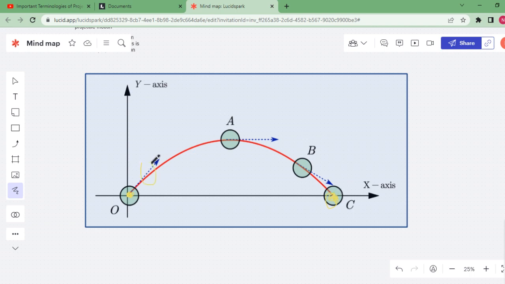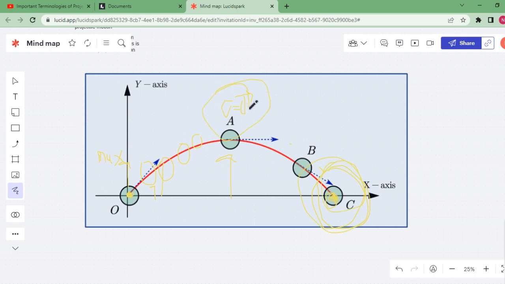This body is projected, moves here. First of all, what happens? This is the initial velocity, which means the initial velocity of the body in this direction is maximum. Then it reaches here, then here. And when it reaches here, the velocity of the body becomes zero. And then again it increases, and here again the velocity of the body is maximum.